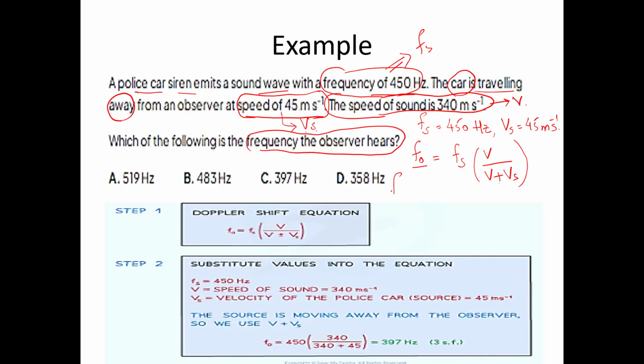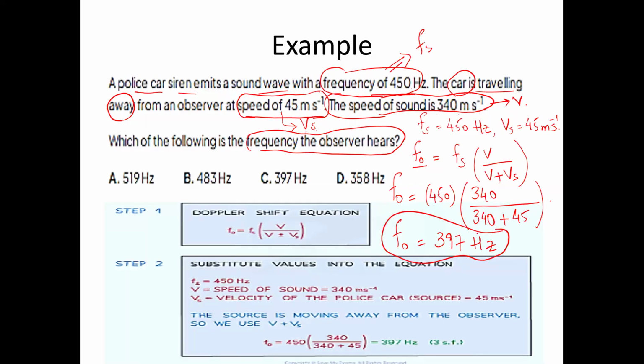तो शाबाश, हम इस पे formula apply करते हैं. F naught is equals to what is that? Fs 450. What is the value of V? The value of V is 340. Whole divided by what is V? V is again going to be 340. And what is Vs? It is 45. तो इस पूरे रिलेशन को हम सॉल्व करेंगे and we are going to get the observed frequency. Your answer is probably going to appear as 397 hertz. This will be your answer.